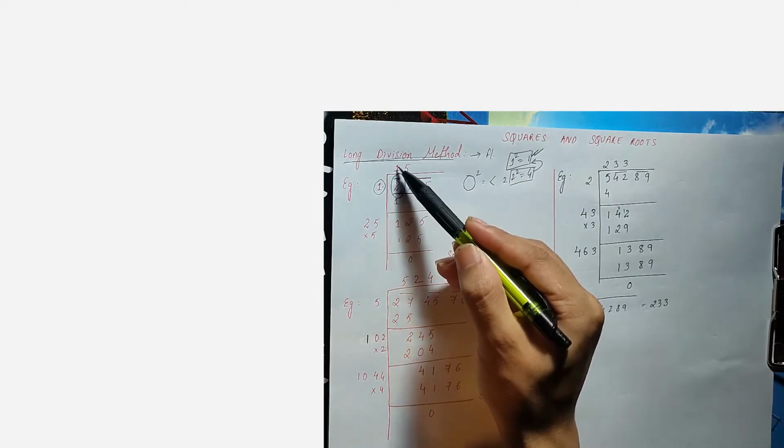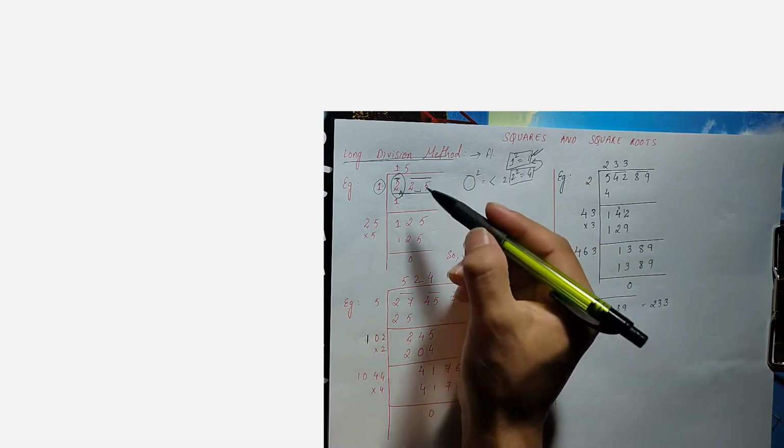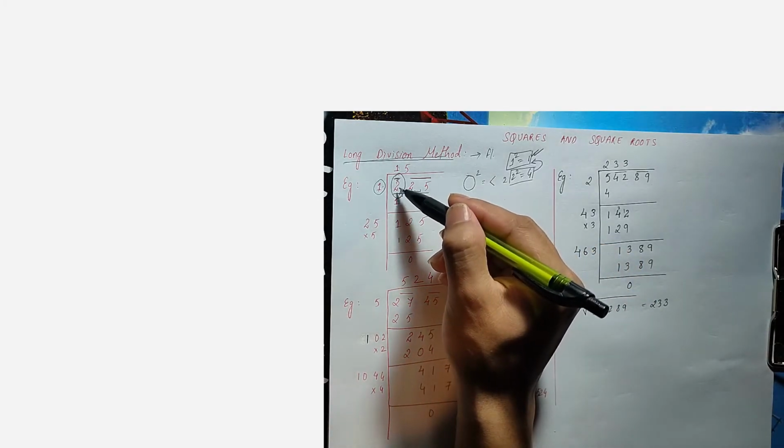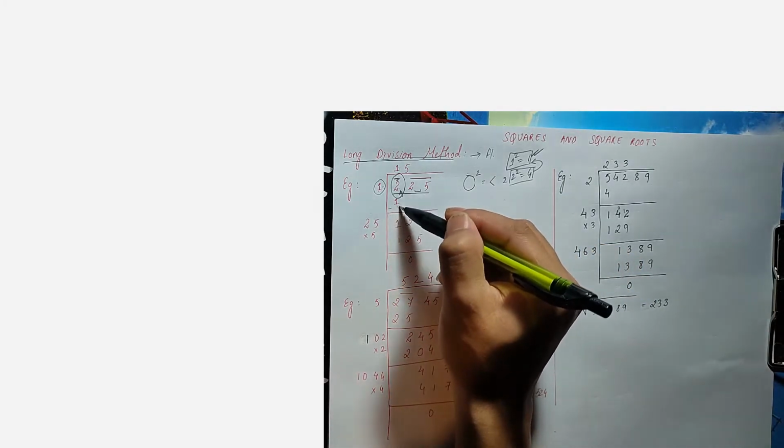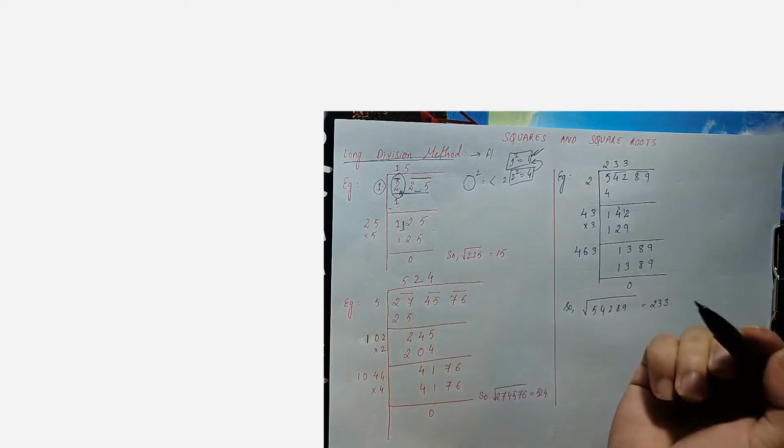So 1 squared means 1 into 1. Now 1 into 1 is 1. In the next step we will subtract. So 2 minus 1 is 1. Now till here is our first step.